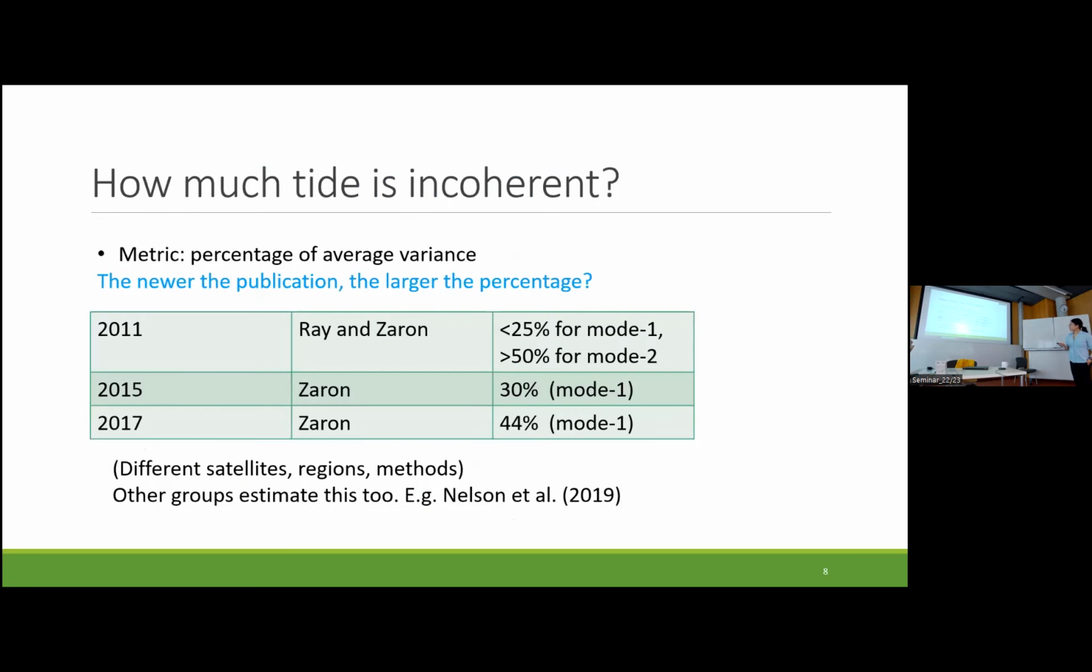I also did a little bit of literature research on how bad this problem is in quantitative senses. There is a popular metric people try to compute, which is the ratio between the variance of the incoherent sea surface height tidal signals to the sum of the coherent and incoherent tidal signals. My general impression is that the newer the publication is, the worse this ratio gets. In 2017, this ratio is estimated to be 44% for mode 1. So it means that 44% of the tidal variances are not going to be captured by harmonic fitting.